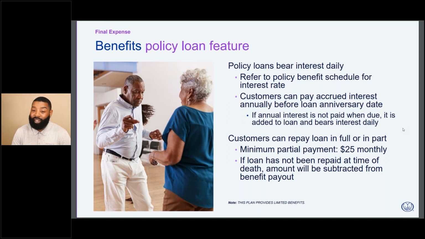Customer can repay the loan in full or in part. Minimum partial payment, $25 monthly. If the loan has not been repaid at the time of death, the amount will be subtracted from the death payout. So again, all that basically says if they're not up to date on their payment at end of life, then they will pull it out from the actual policy itself.